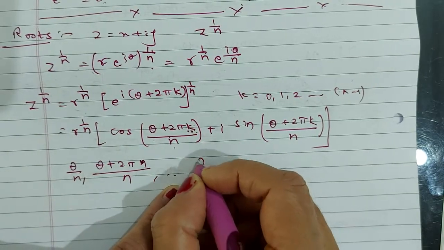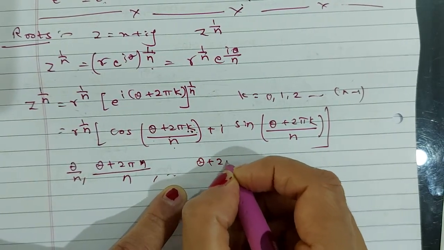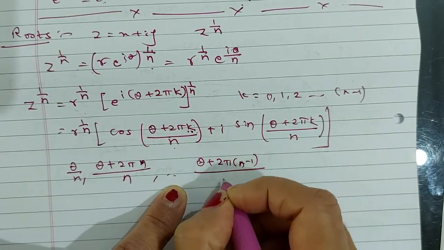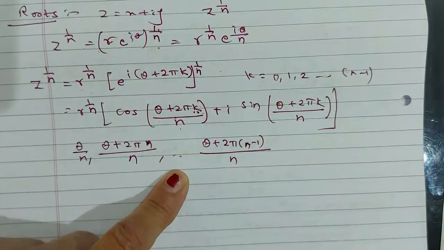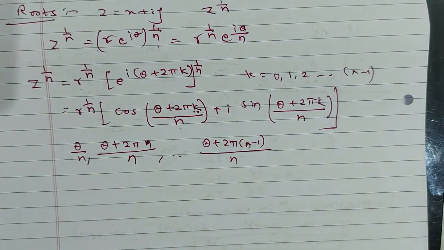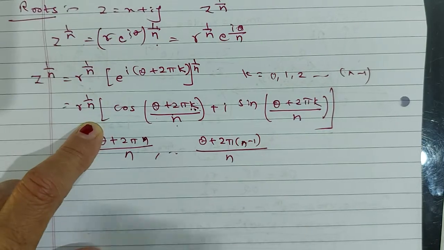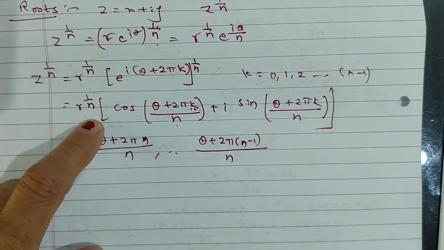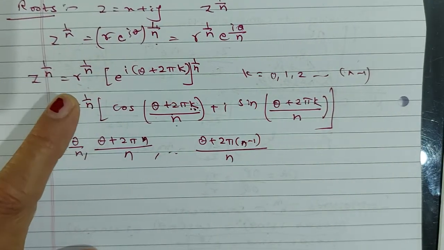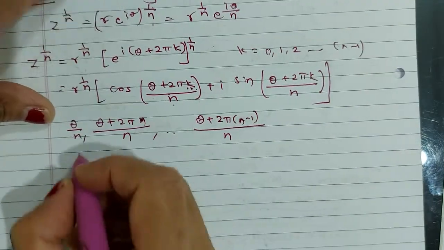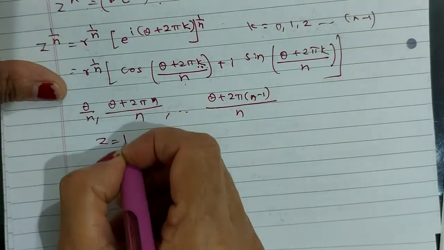The last term should be theta plus 2 pi into n minus 1 divided by n. Fine. Now this expression, what we did, r to the power 1 by n is basically the positive nth root of a positive real number. Okay, now suppose we say z is equal to 1.